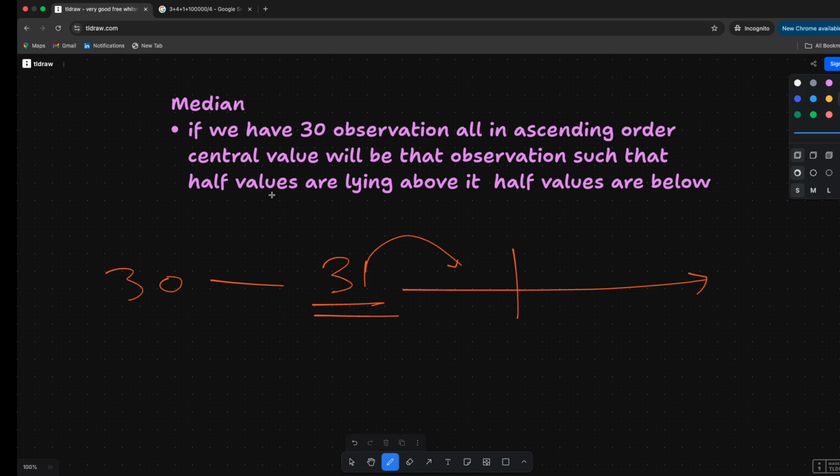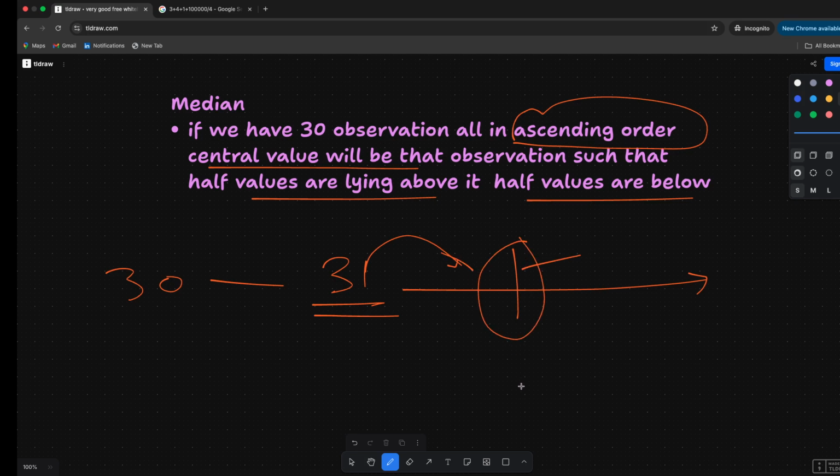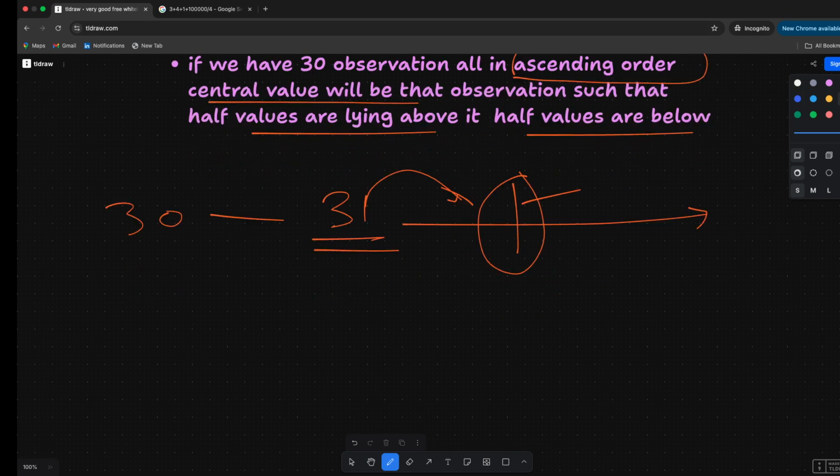So basically, what it says is the only condition is you need to arrange everything in ascending order, and the central value will be such that half the values are lying above it and half the values are below it. So you have half the values above and half below it. This is basically giving me the central tendency, right, along where the values are lying.